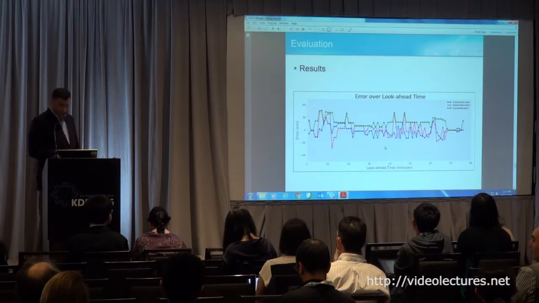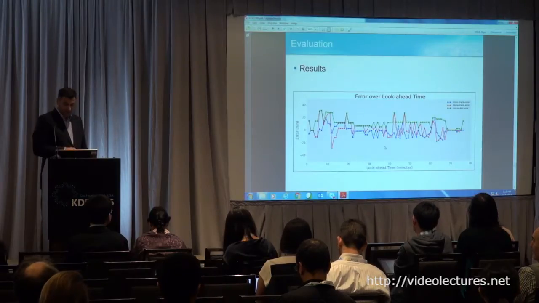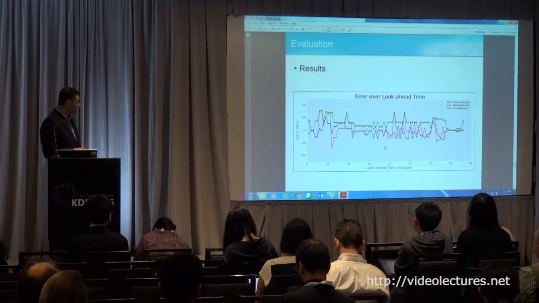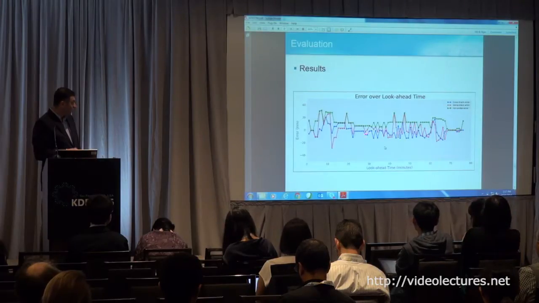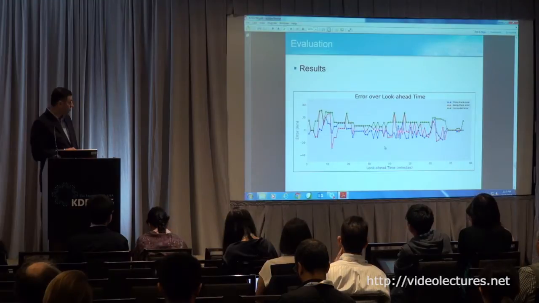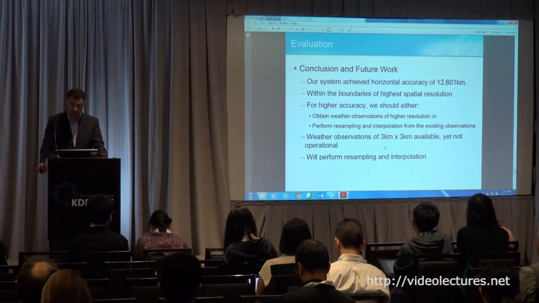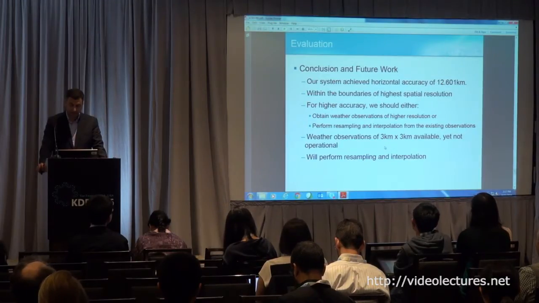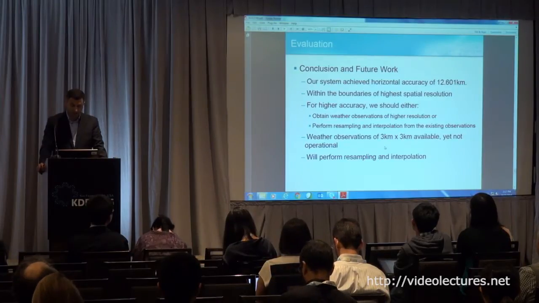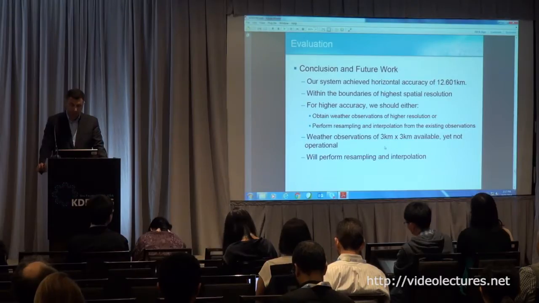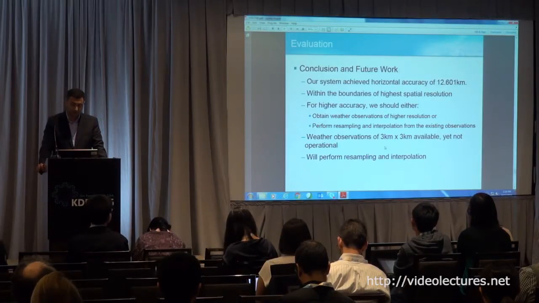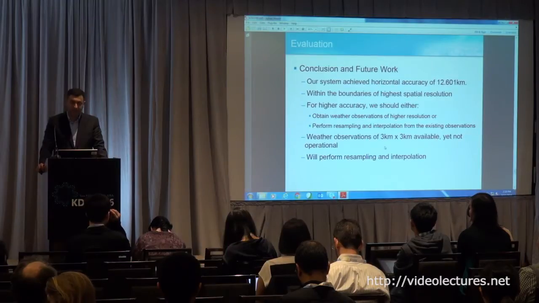Now, one more thing I'd like to share with you is that error over look ahead time is again confirming our findings that the problem is when the aircraft climbs and descends. In between, we don't see high deviations, I would say. And now the conclusion and future work: our system achieved horizontal accuracy of 12.6 kilometers, which is within the boundaries of the highest spatial resolution we used due to the weather data we have. For higher accuracy, we should use weather observations of higher resolution, which is not available at this time. The NOAA has 3 kilometer by 3 kilometer data available, but that's not operational yet.